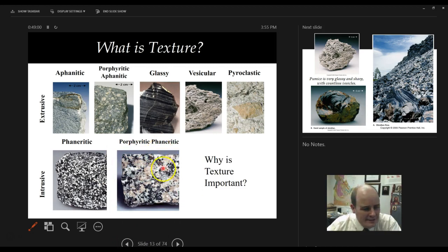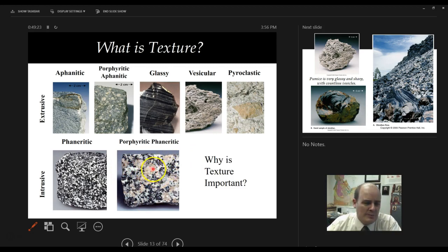Now notice in this one, some of the grains are really big, and the rest of them are relatively the same size. They're small. So there's two cooling histories here. Now, it could mean two things. It could mean that it cooled off in two different rounds. First off, it cooled slowly, so you get these big minerals, right? But then it cooled off really quickly to form the smaller ones.